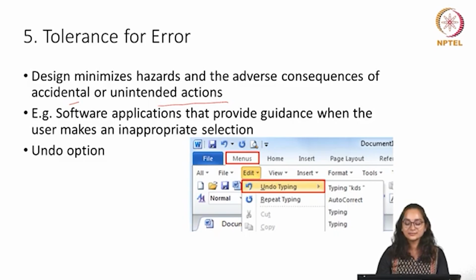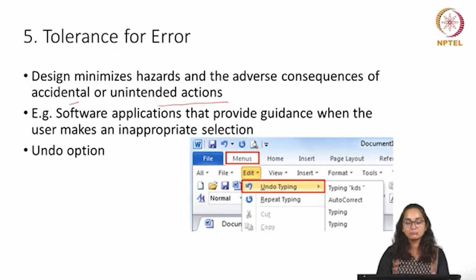Then another very interesting example can be KBC, which used to happen, where the host, Mr. Bachchan, used to ask, are you sure of your answer? Lock kar diya jaye, right? So this is a tolerance for error, so that you don't by mistake give a wrong answer, right?